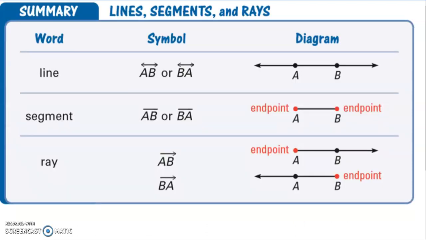Here's a nice little summary chart. We have the line, the notation, it could be called line AB or BA. We have a segment with 2 endpoints, and then we have a ray with an endpoint extending on forever in one direction.